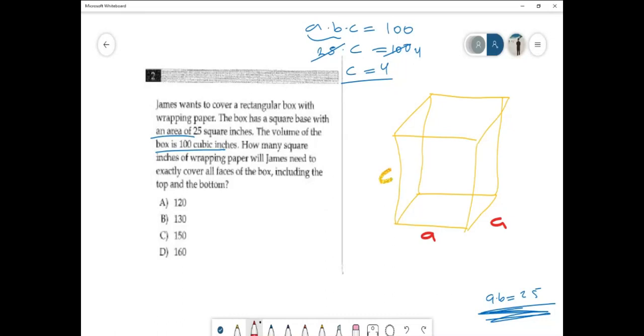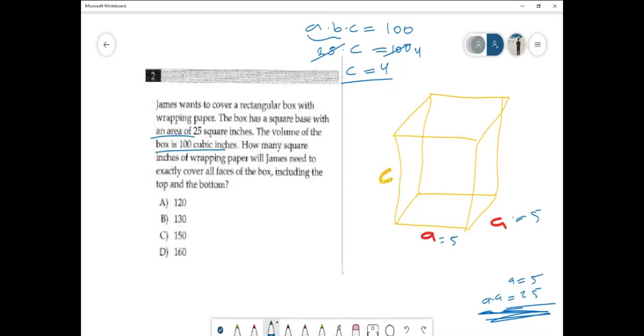Then the height of the box is C, and C is different. C is 4. Then A, if A squared is 25, this should be the same. If it's a rectangular box, one side is different, okay? Only the height is different. A times A, then A should be 5. A is equal to 5.